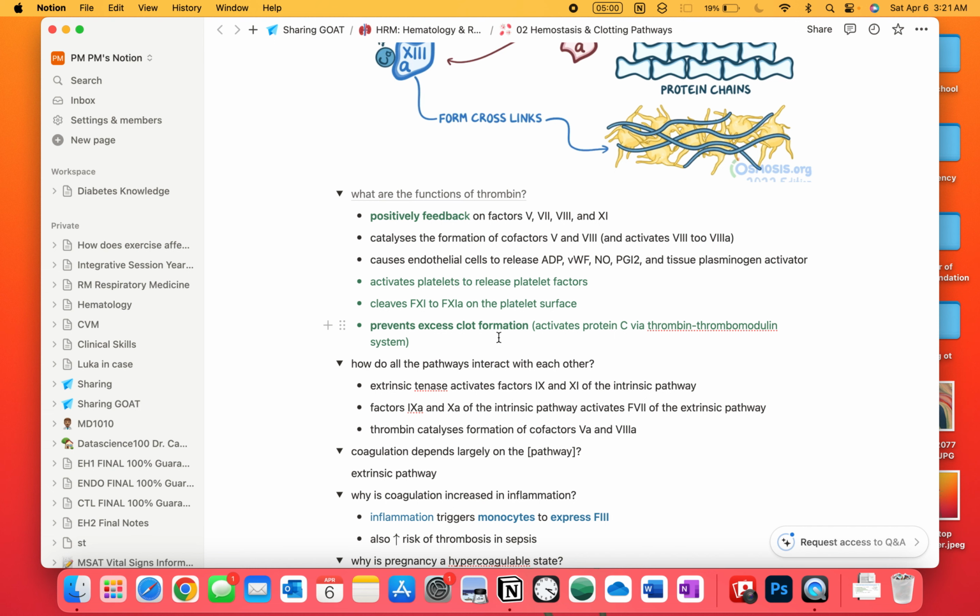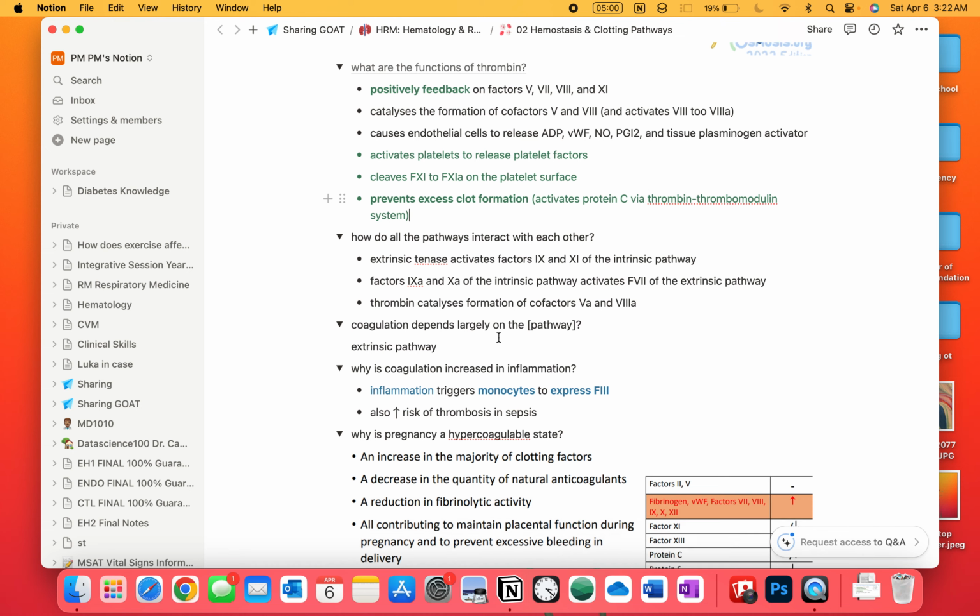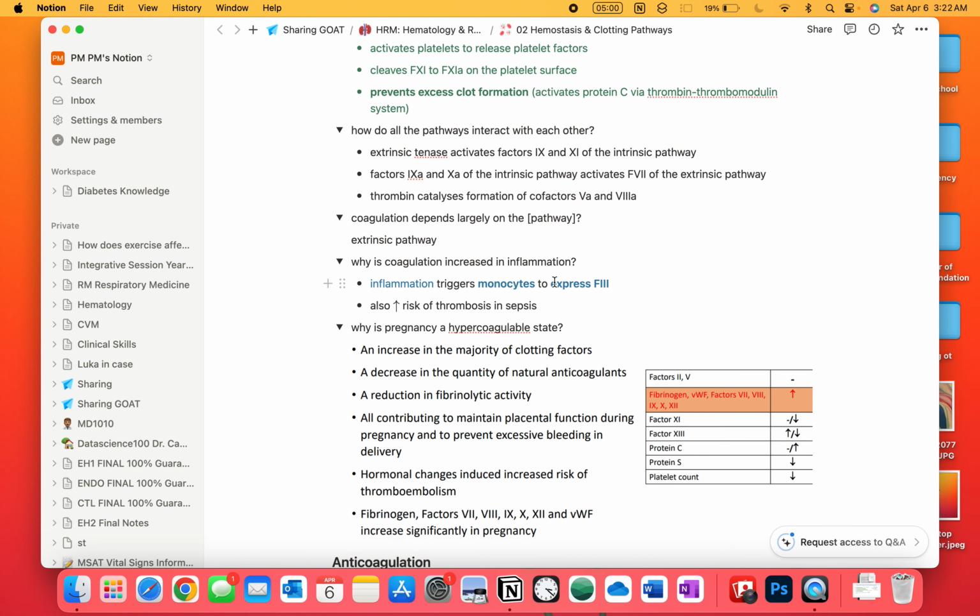Interestingly, why is coagulation increased in inflammation? Inflammation is going to trigger monocytes to express factor 3. Again, this is going to be the extrinsic pathway. This is going to increase the risk of thrombosis and sepsis.